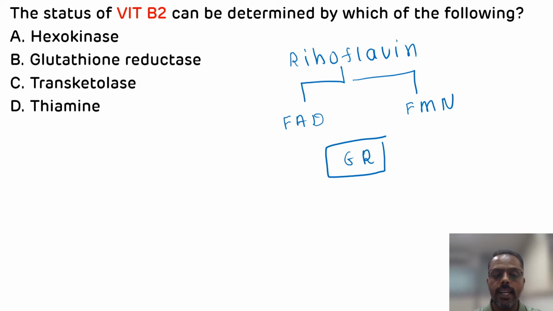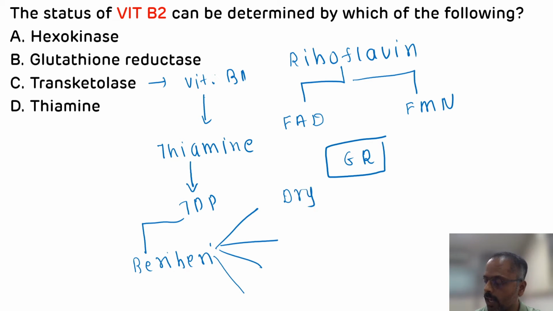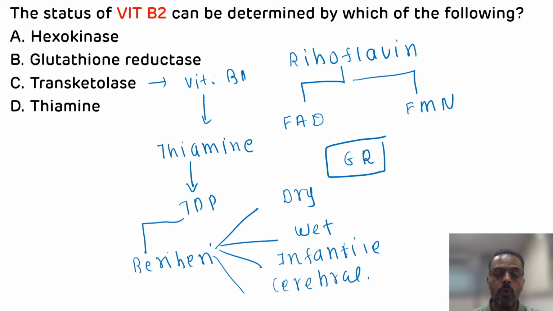While transketolase is used for assessing the vitamin B1 level, B1, which is also known as thiamine. And the active form of thiamine is TPP, and the deficiency of thiamine causes beriberi. And there are four types of beriberi: dry, wet, infantile, and cerebral. Dry beriberi will affect mostly the central nervous system, while wet beriberi will affect the cardiovascular system. The correct answer is B, glutathione reductase.